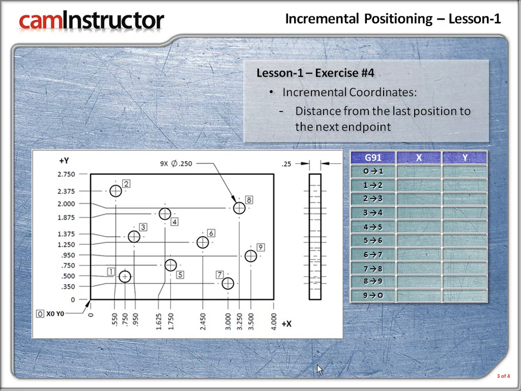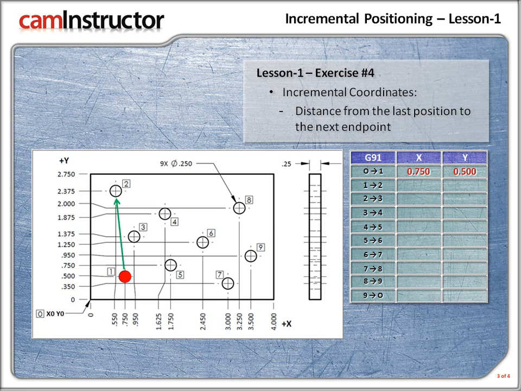So let's get cracking. So there's the origin. So from the origin to position 1, how much are we going to move in X and Y? Well, 0.75 along the X-axis and 0.5 up along the Y-axis, and both of these values are positive. Now let's figure out the remaining incremental coordinates and remember to work out if it's a positive or negative value.